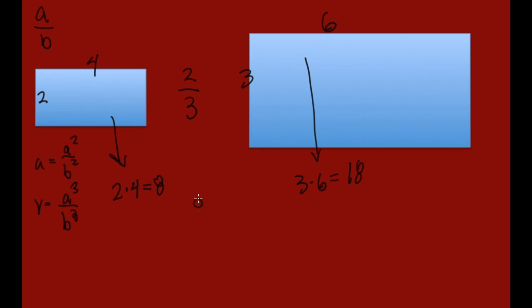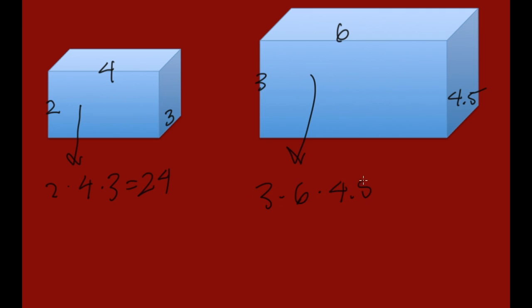We'll have 8 over 18. I wonder what happens if we reduce this. This reduces to 4 over 9. Now how does that relate to 2/3 here? Well, look, 4 is just 2 squared and 9 is 3 squared. There we go. Boom, drop the mic.